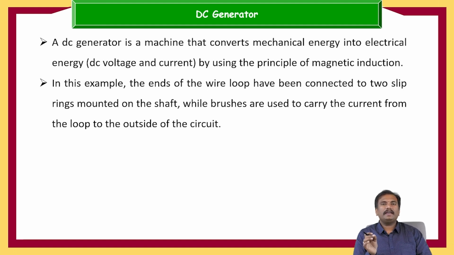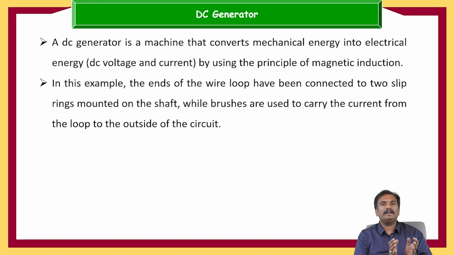If we take a single conductor, the EMF induced will be less. So in order to get the required voltage, generally we are going to have DC generators of 220 volts. In order to get the 220 volts, we should form a coil by using the conductors. A number of conductors placed together will form a coil. That coil will generate the voltage.